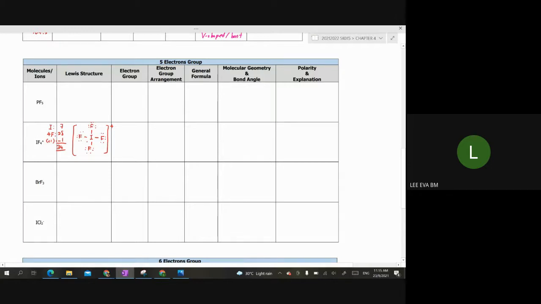Okay. So because it falls into the category of 5 electron groups, we have 5 electron groups. How about the combination? 4 bonding pair, 1 lone pair. How about the electron group arrangement? Trigonal bipyramidal. Okay, trigonal bipyramidal.